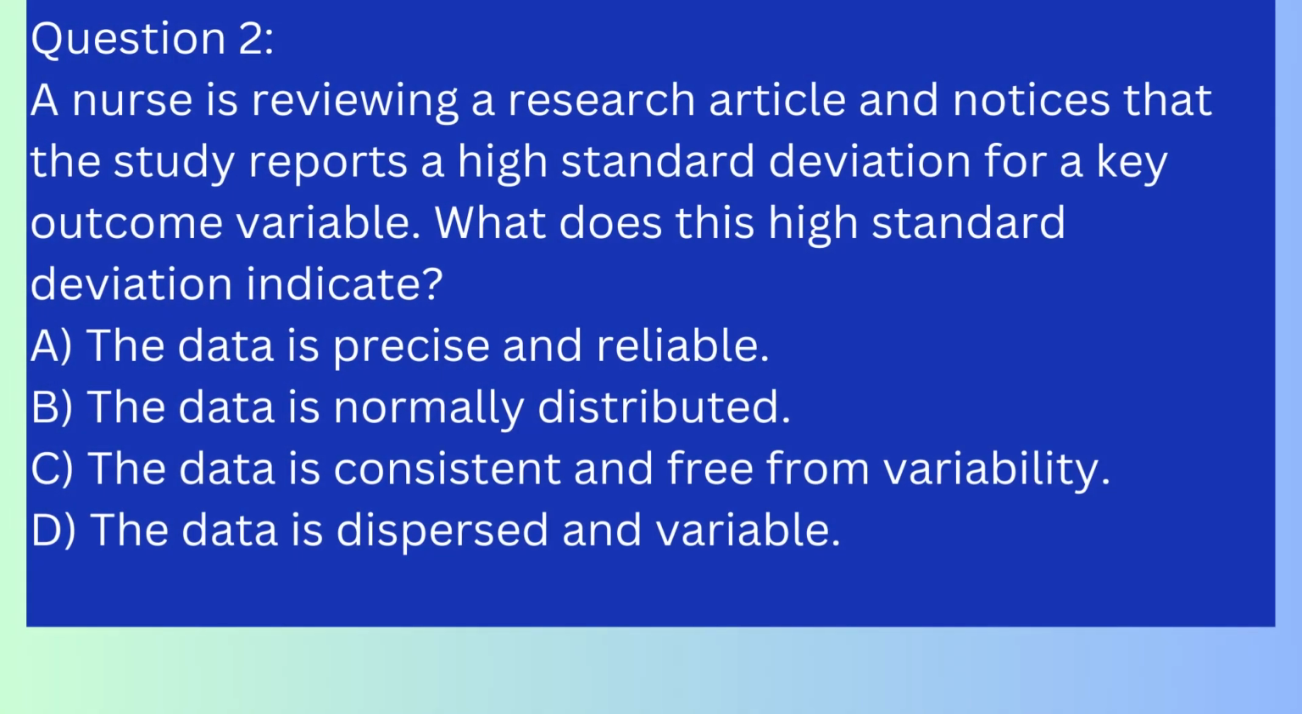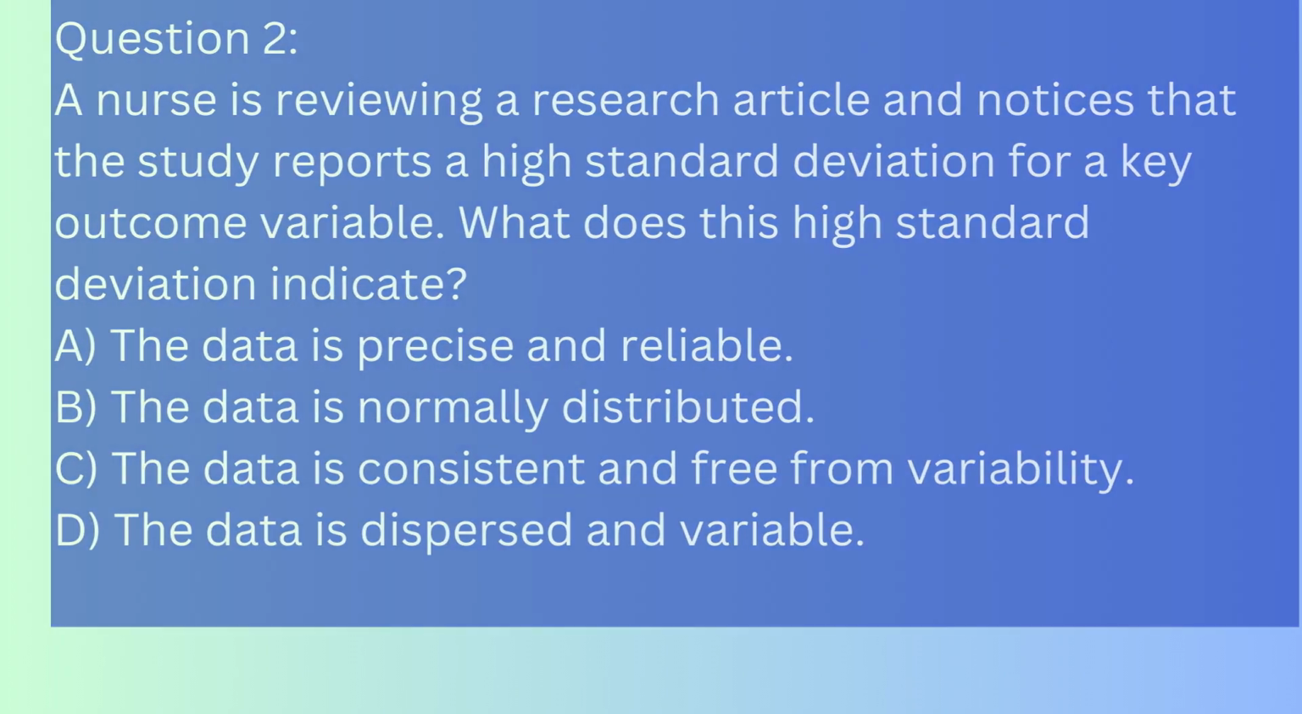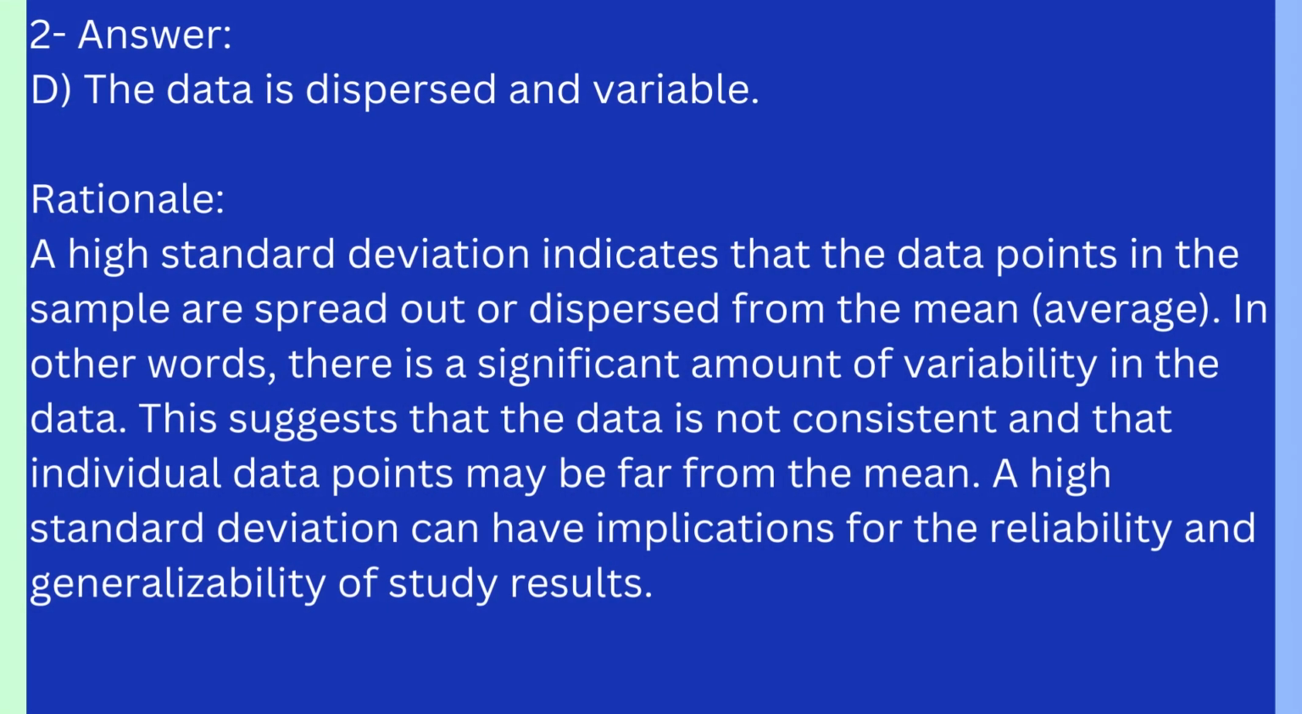Question 2. A nurse is reviewing a research article and notices that the study reports a high standard deviation for a key outcome variable. What does this high standard deviation indicate? A. The data is precise and reliable. B. The data is normally distributed. C. The data is consistent and free from variability. D. The data is dispersed and variable. Answer: D. The data is dispersed and variable.